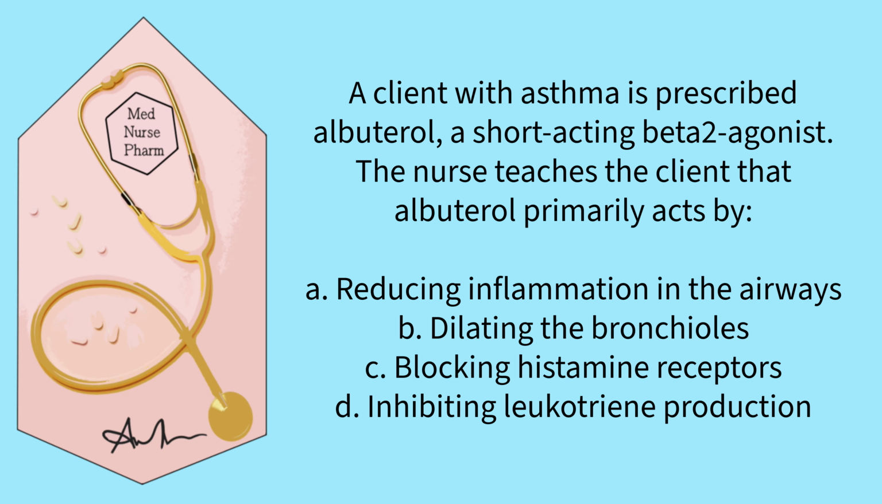Albuterol, a short-acting beta-2 agonist, primarily acts by dilating the bronchioles, leading to bronchodilation and relief of airway constriction in conditions like asthma. A is incorrect. Reducing inflammation in the airways. Albuterol is a bronchodilator and does not have significant anti-inflammatory effects. C is incorrect. Albuterol does not block histamine receptors. D is incorrect. Leukotriene inhibitors are a separate class of medications.